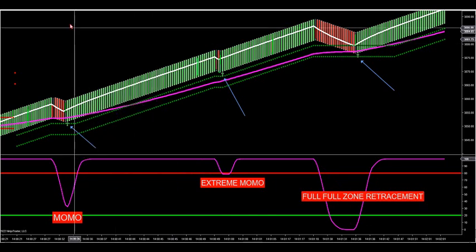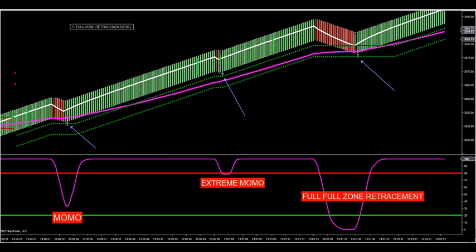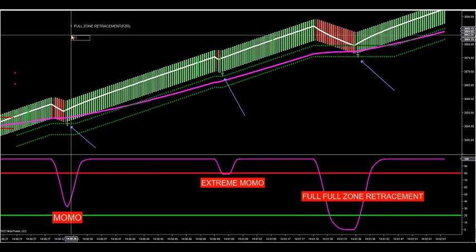Whatever you're looking at, these are the two setups. You're going to get either a full retracement, an FZR, full zone retracement in the market. That's where it likes to come down to my zones and rebound out of them. Full zone retracements, which is FZR. That's one type of setup you're looking for all day long. And the second type of setup that's going to occur is a momentum setup, or what I call a MOMO.